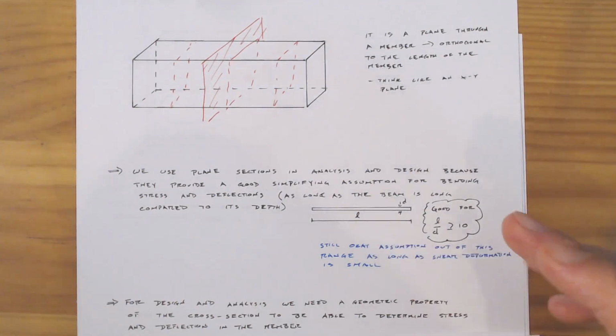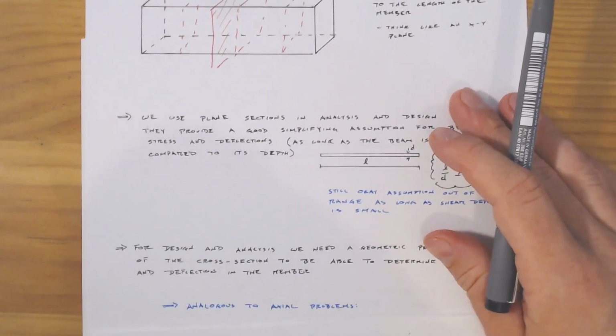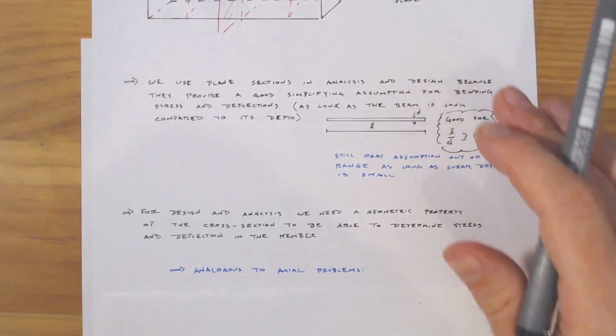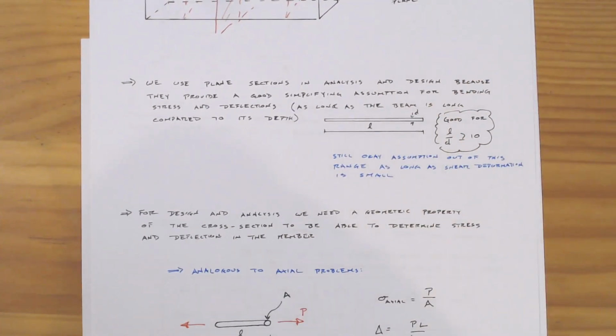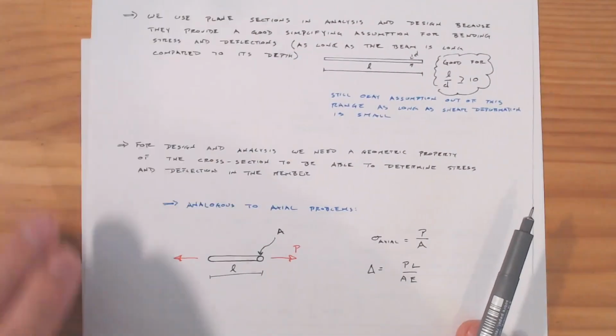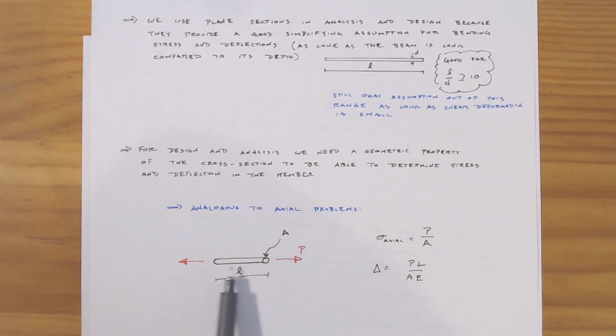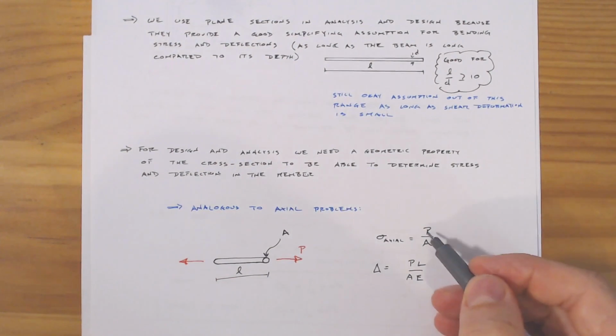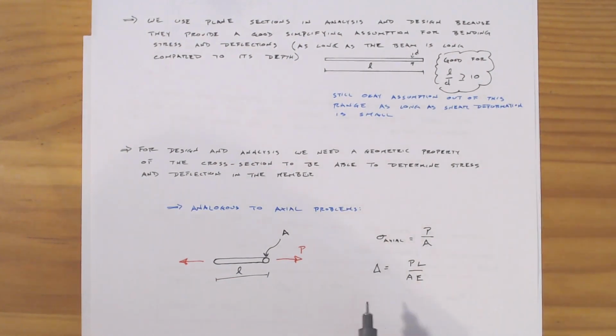And we kind of know how to do this for, say, an axial problem. So if you've got some length of a tube, it's got some length L and some area A. We put it under some axial load. Well, we can work out what the axial stress is. It's just going to be that axial load divided by the area. And if we want to know how much it stretches, it's just going to be the axial load times the length divided by the area times the modulus of elasticity.